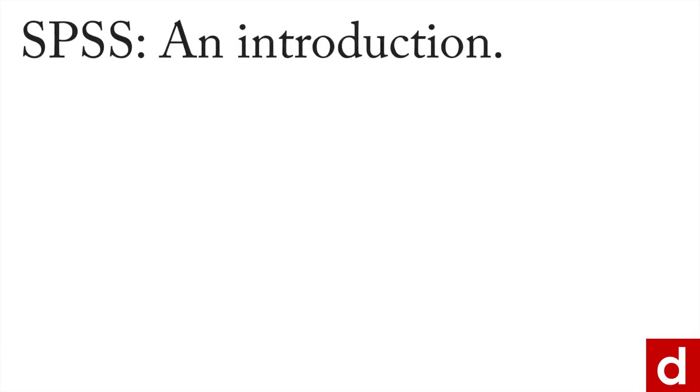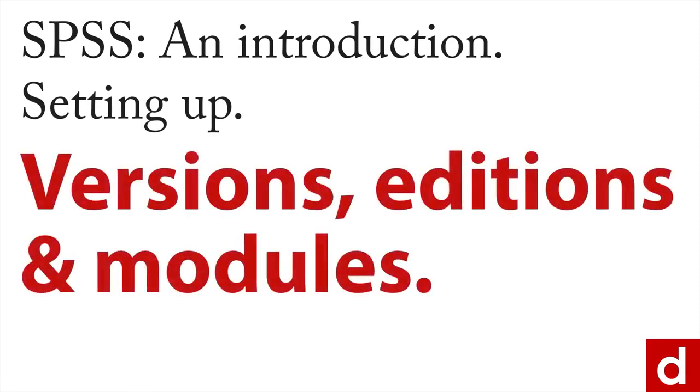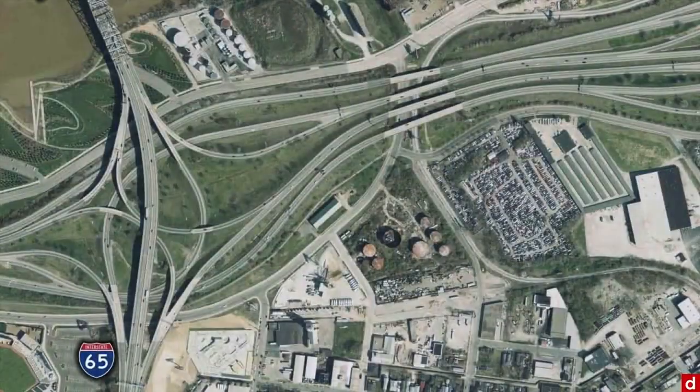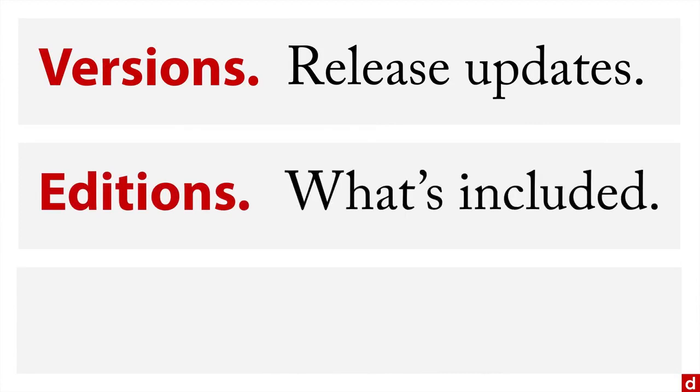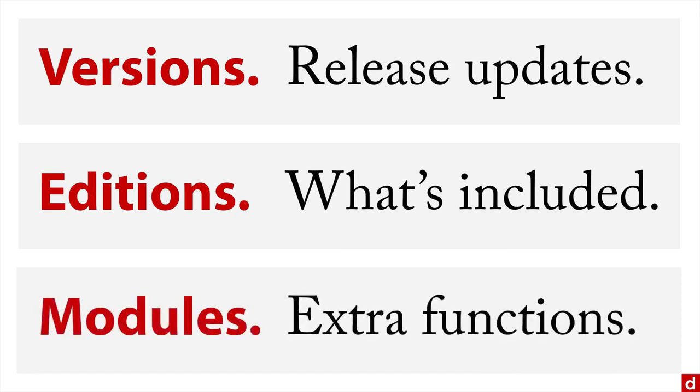The first thing we need to talk about in SPSS, an Introduction, is setting up and getting ready to do the work. To do that, however, we need to take a minute and talk about versions, editions, and modules, which all refer to different kinds of things in SPSS. The choice is really an overwhelming plethora of possibilities ahead of you, and it's nice to break it down a little bit. So the things we're going to talk about are versions. Those are the release updates, version 1, version 2. Editions, those vary according to what's included in a particular purchase. And modules are extra functions that you can get to add on to the abilities of SPSS.